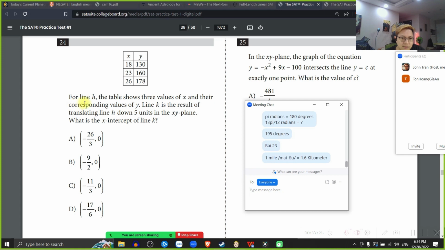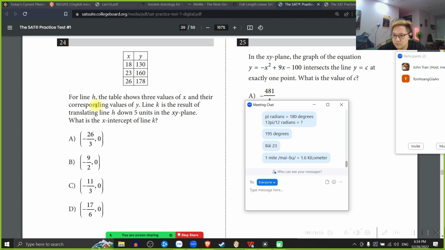Okay, read it, can you? For line H. For line H, read carefully. The table shows three values of X and their corresponding values of Y.